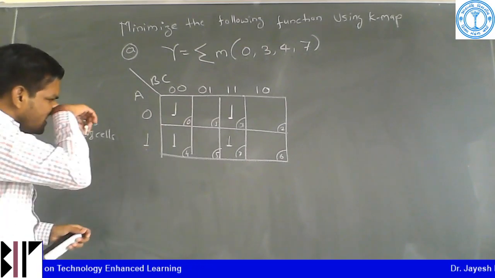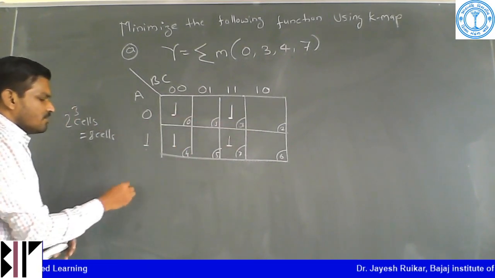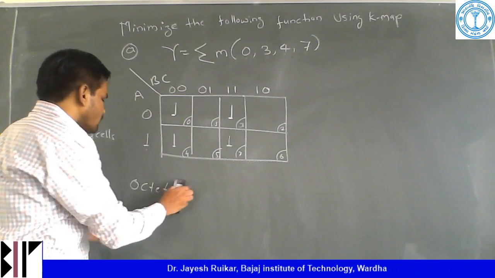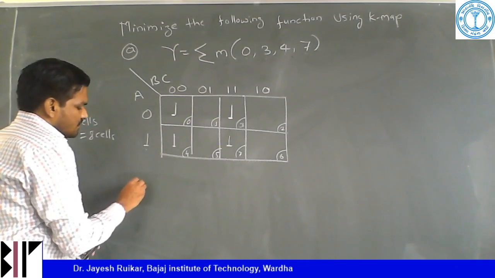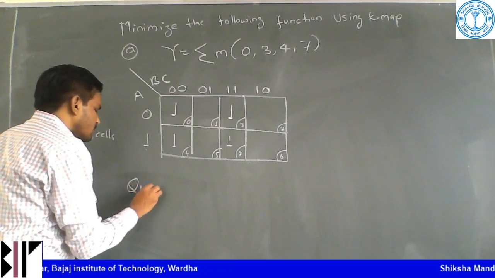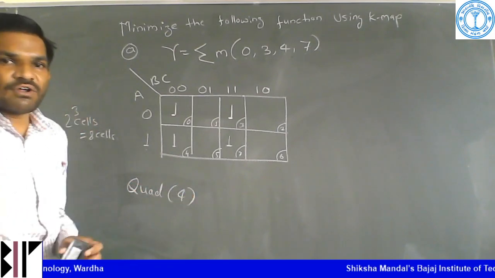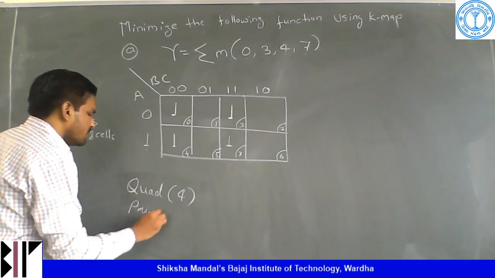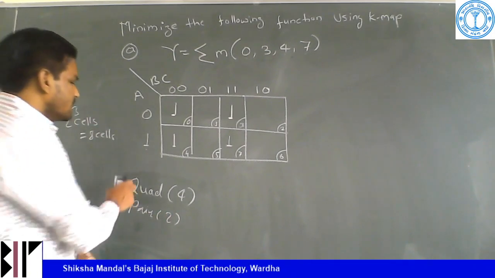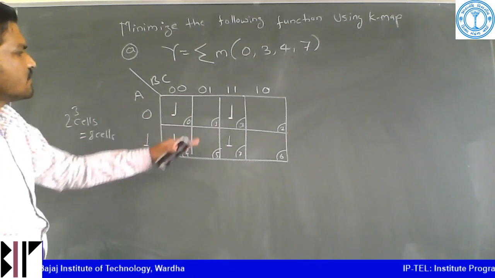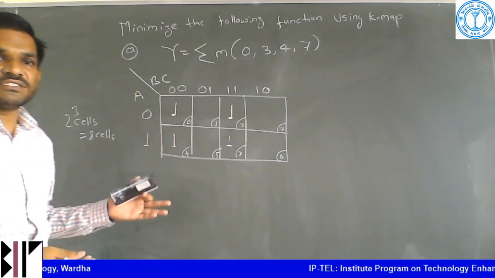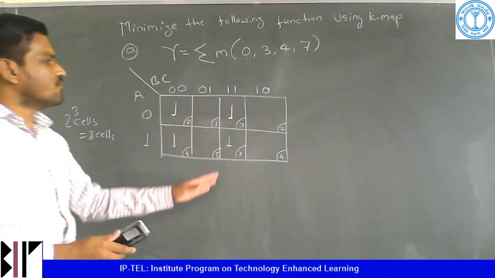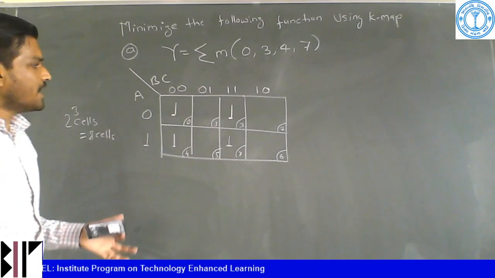For grouping, this is a 3 variable K-map, so we look for grouping of an octet, that is 8 adjacent ones, or we can go for a quad, that is 4 adjacent ones, and we can also group a pair, meaning 2 adjacent ones. Here there is no possibility of an octet or a quad because 8 or 4 adjacent ones are not available. So we will look for pairs or singles.